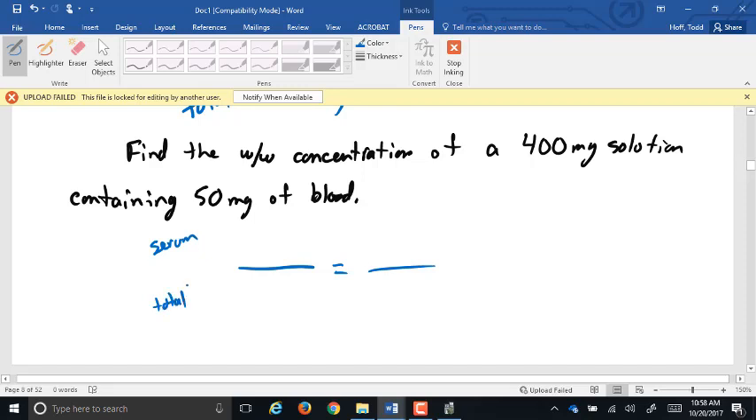So for this one, again, it's always serum to total. On top, how much serum do we have? The 50 milligrams of blood. On bottom, we have 400 milligrams of solution. That's the total solution.